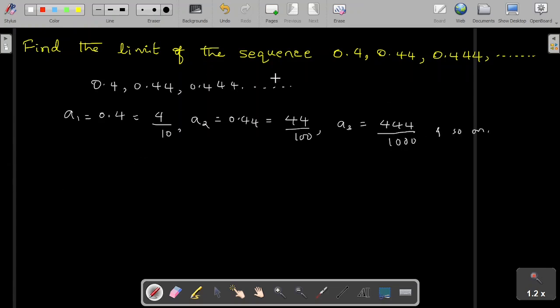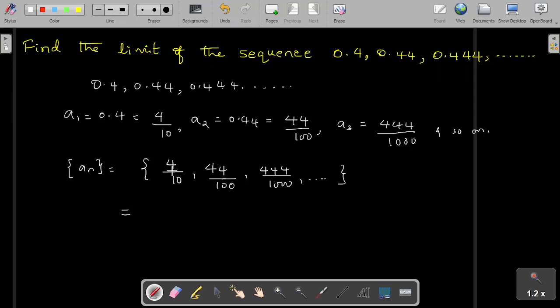Here we need the limit of the sequence. So limit of the nth term of the sequence. So sequence an equals, the first term is 4 by 10, second term is 44 by 100, this is 444 by 1000 and so on. So nth term means it continues. This is the sequence an. So I want the limit of an as n tends to infinity.